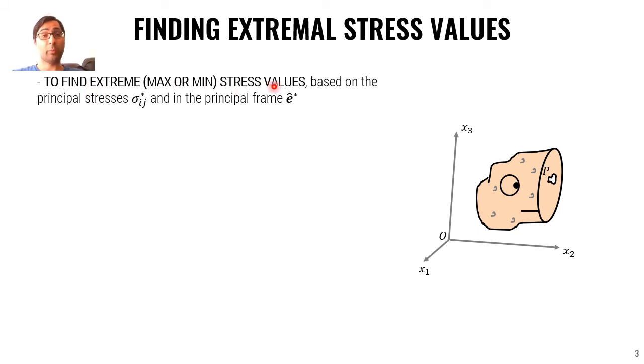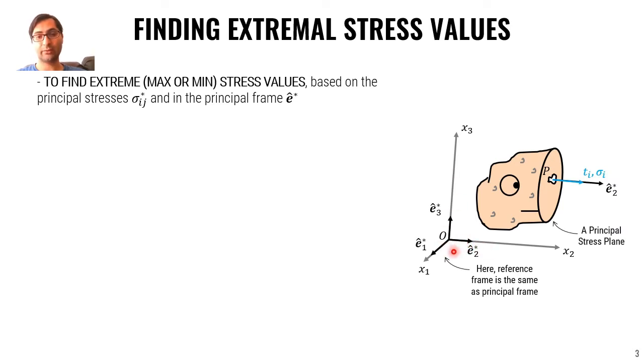To find the maximum or minimum stress values, we do it based on the principal stresses sigma star and in the principal frame E star. You see that the x1, x2, x3 Cartesian coordinate is slightly rotated to be aligned with the E star principal frame. Here for point P, we assume this plane is a principal stress plane. So the traction vector at point P is parallel with the plane normal vector, which is E2 star in this case.